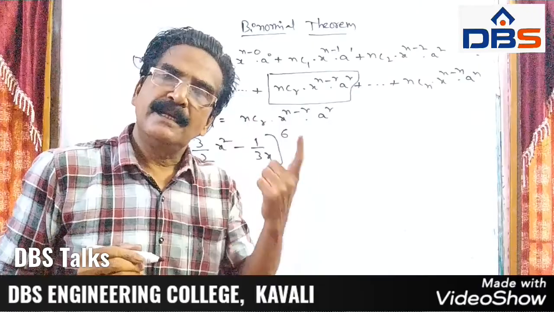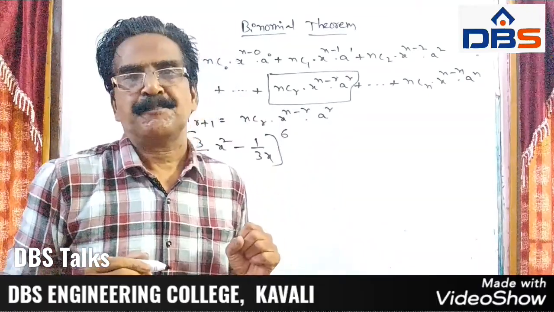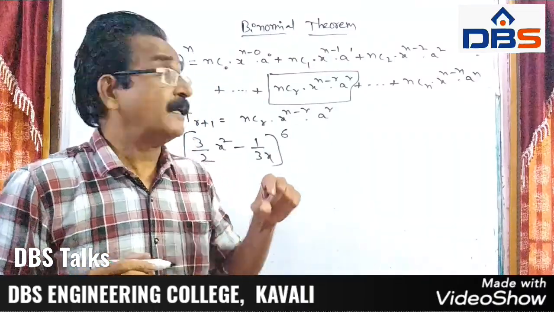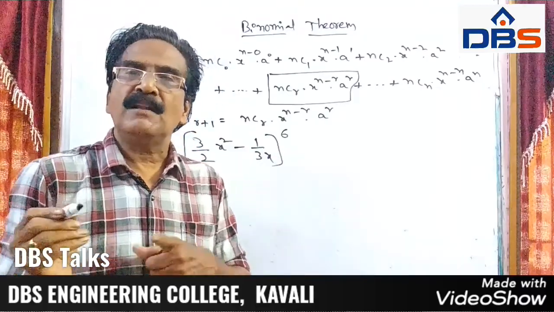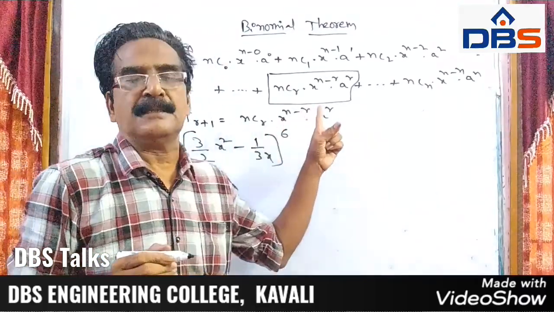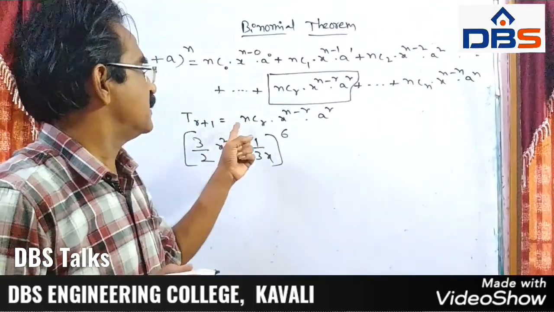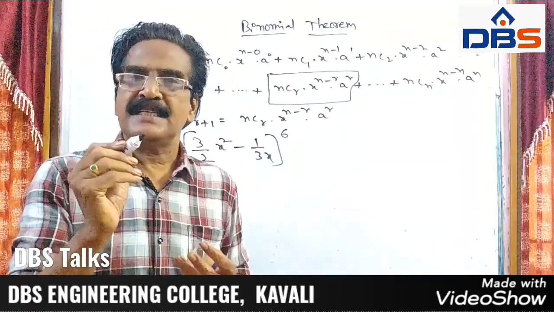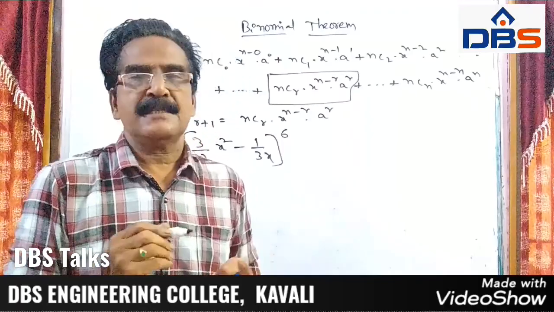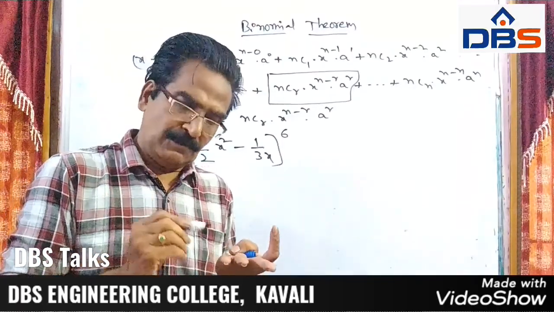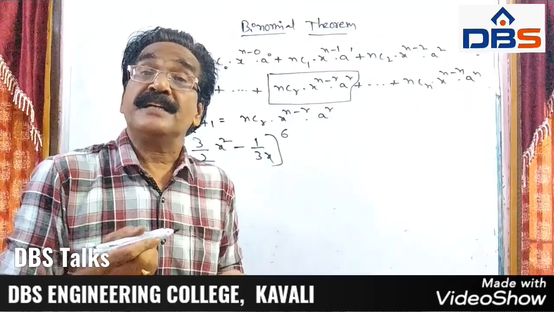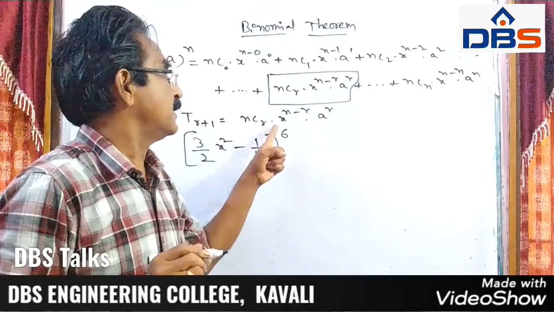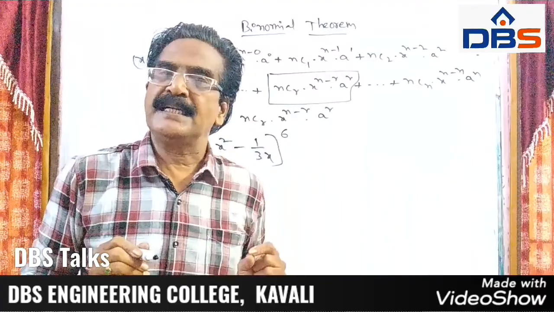See friends, whether it is the term independent of x, or the term which has some x power as coefficient, for all these purposes we take the general term. General term is the answer, where we need to find r. For a term independent of x, or for a term which has the coefficient of x power s, we use the general term, where we have to find r.